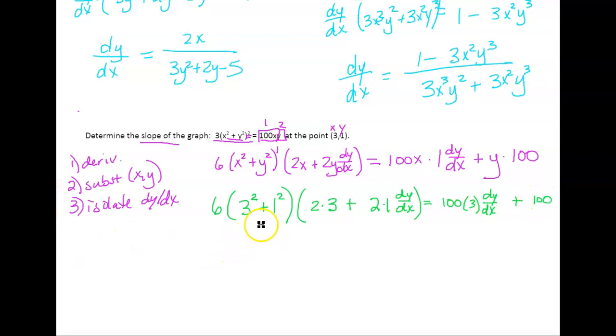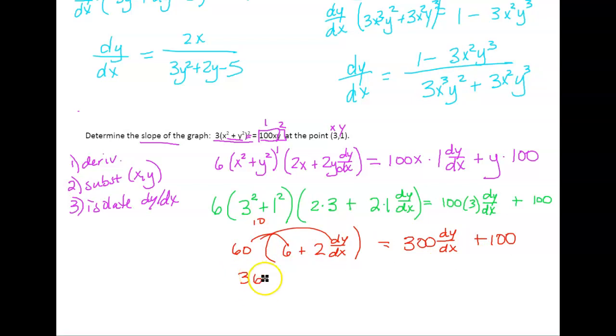And we just start cleaning this up. What's that? 9 plus 1, so that's 10. So we get 60. What's that? 6 plus 2 dy dx equals 300. So we're going to want to distribute first. And then get our dy dx terms to one side and our other terms to the other. So like, I am just going to move this to the left and move this one over there.